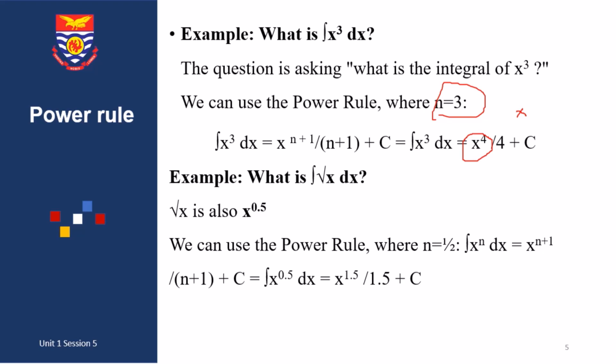Let's take a look at another example. What will be the integral of the square root of x? You realize that in this case, we need to rewrite the square root of x as x to the power 0.5. We can then use the power rule where n is equal to half. And when n is equal to half, then substituting that into the formula gives us x to the power 1.5 divided by 1.5 plus c.